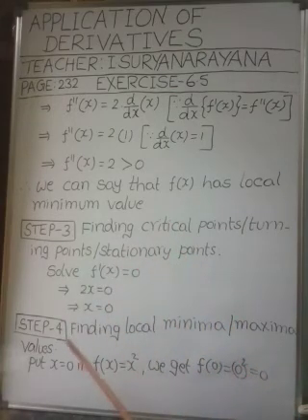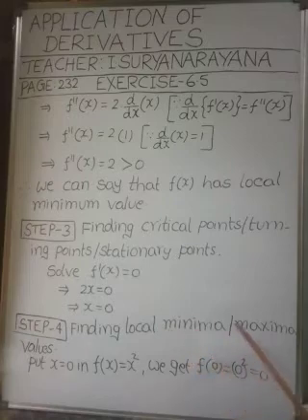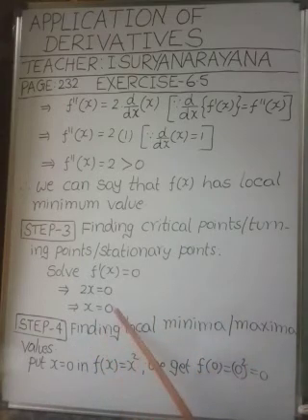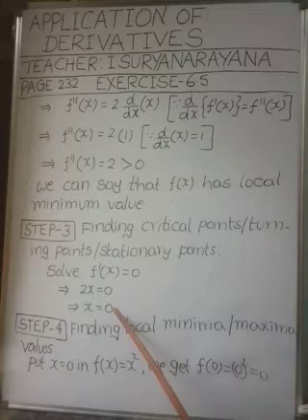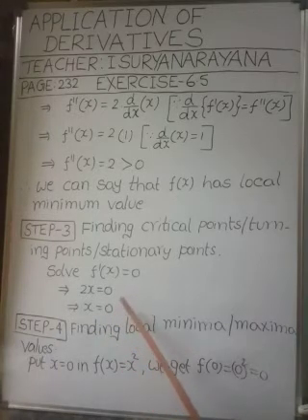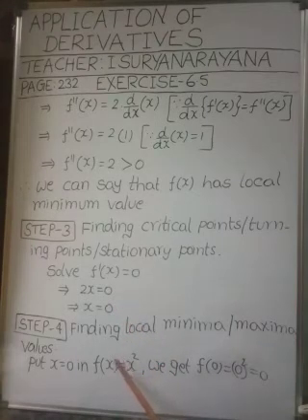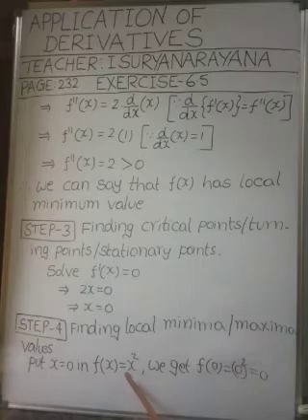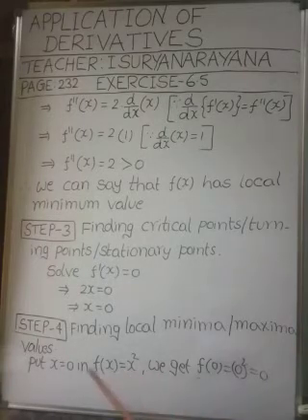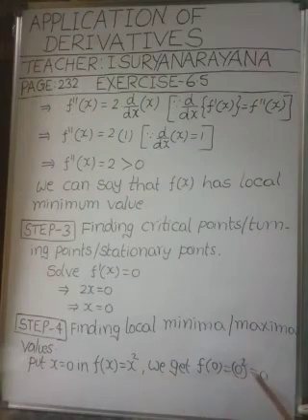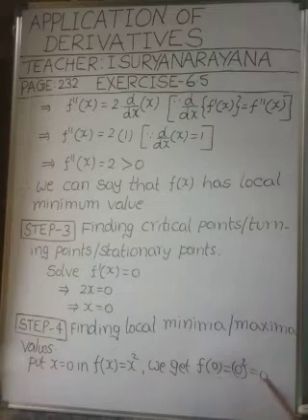What is the next step? Finding local maxima or minima values. Here we got only one value for x. Sometimes we get more than one value for x. We have to substitute all the values of x from step 4 in f of x, in f of x only. Understood, my children? Then we get f of 0 is equal to 0 square, that is equal to 0. This is the value of f of x at x is equal to 0.